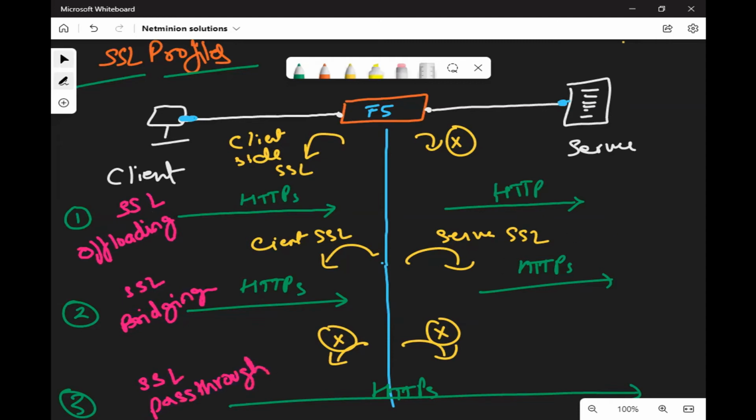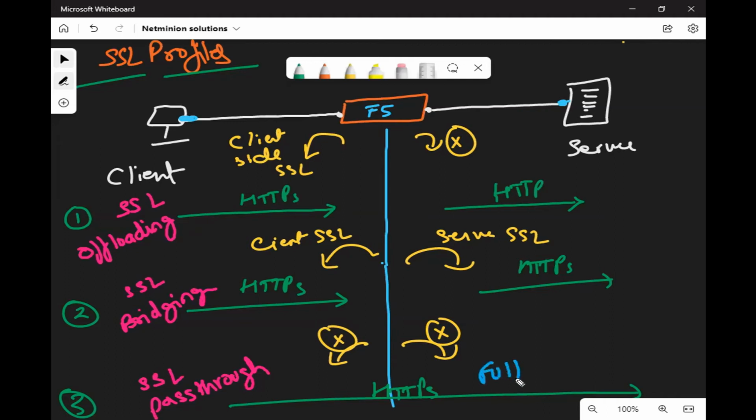These 3 points are clear to you? Yes. Okay. SSL offloading is HTTPS on the client side, SSL bridging is HTTPS on both sides. SSL pass through is neither server side SSL nor client side SSL. Just pass through.